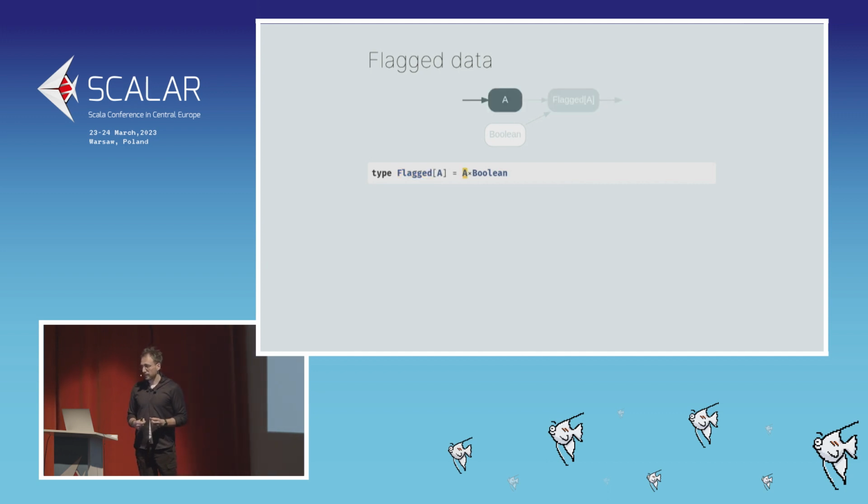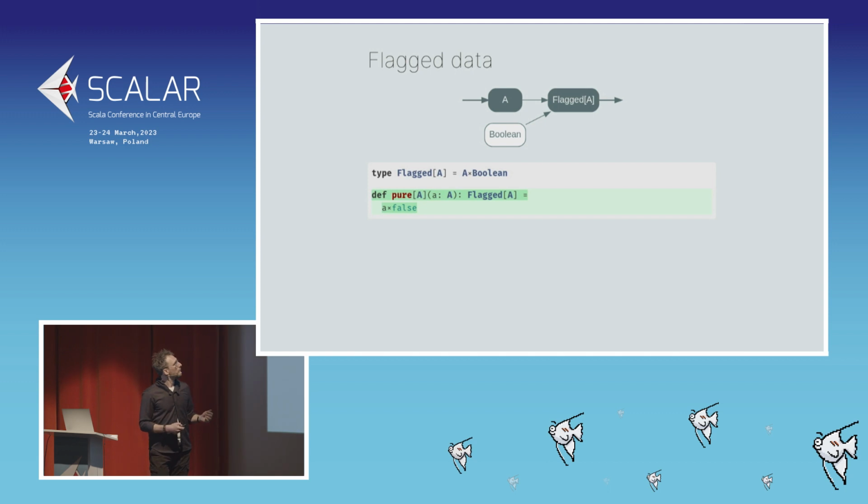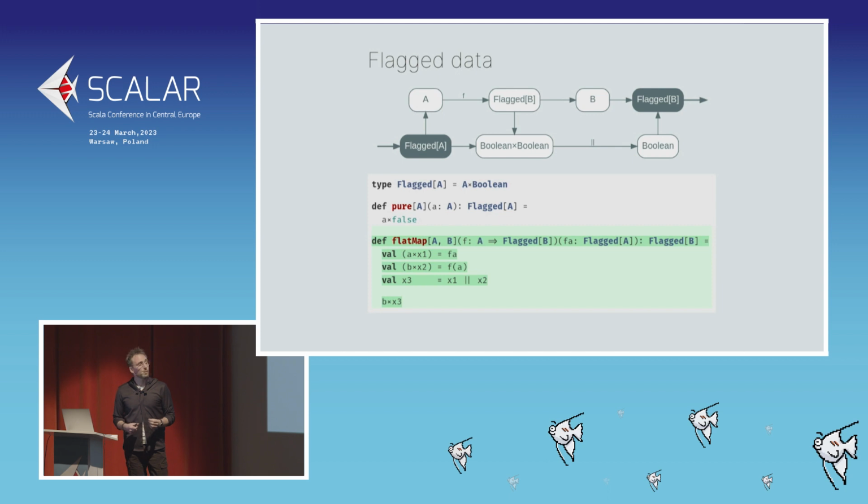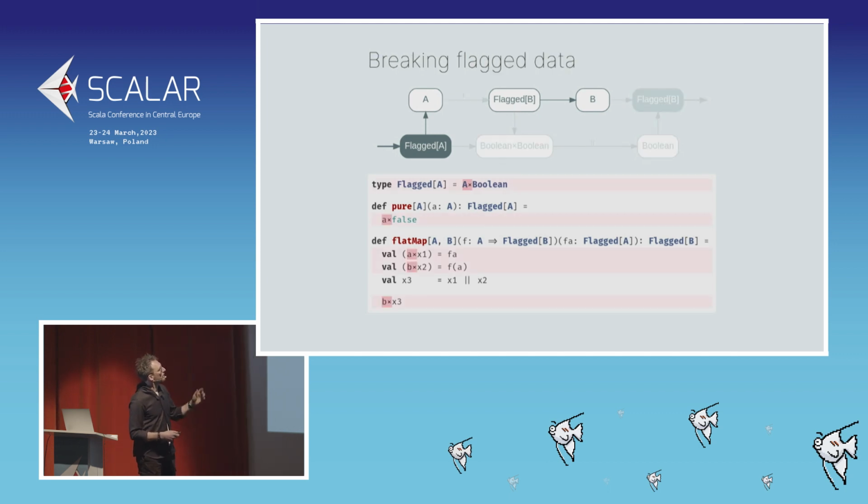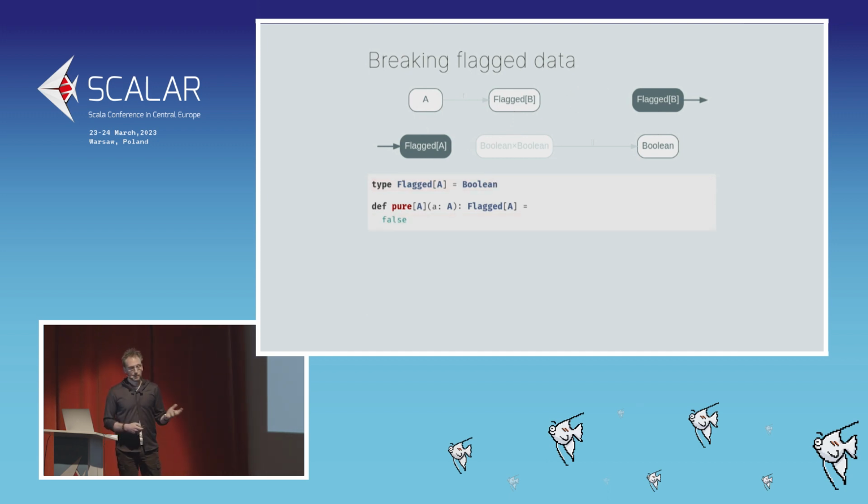Flagged contains an A and the corresponding Boolean, the matching Boolean. And of course, we can easily implement pure because we can use false as the empty element. And similarly, we can easily implement flat map because we can use or as a combined element, right? And now, at this point, we know exactly what we have to do. In order to make that not a flat map, we need to make A a phantom. Because if you make it a phantom, then the entire thing comes undone. You can't implement flat map. And you find yourself with a data type for which you can't implement flat map.